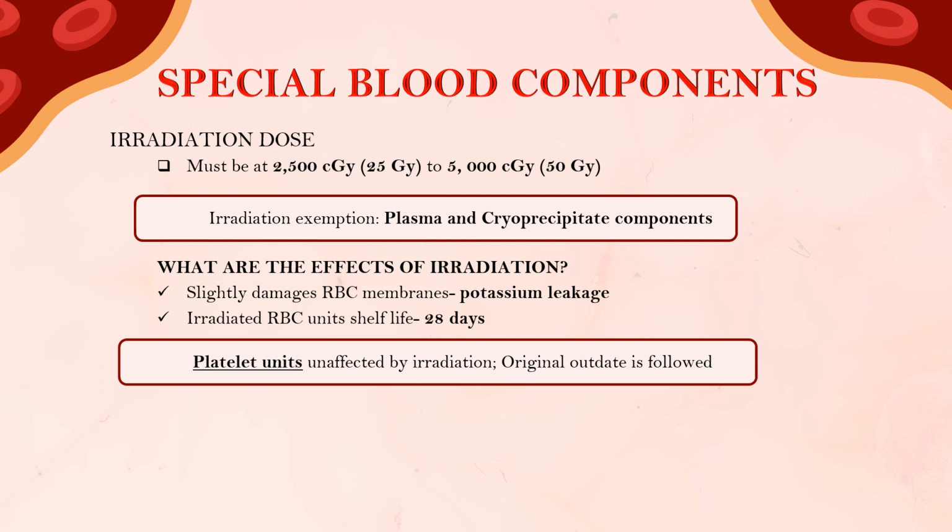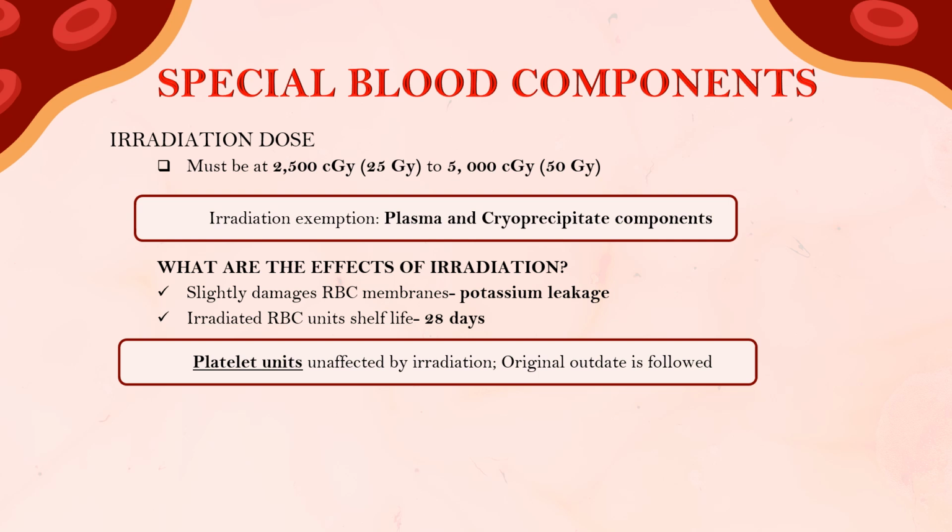So take note, class, when we say irradiation, we generally refer to blood components with cellular constituents such as red blood cell units and whole blood units, with the exemption of plasma and cryoprecipitate because these components are already cell-free or because these units have been separated via sedimentation from the centrifugation procedures.